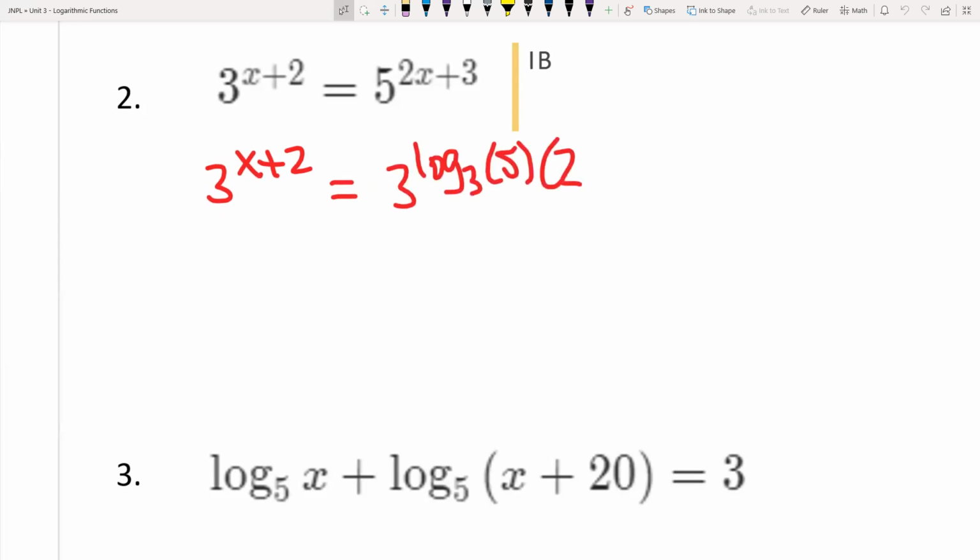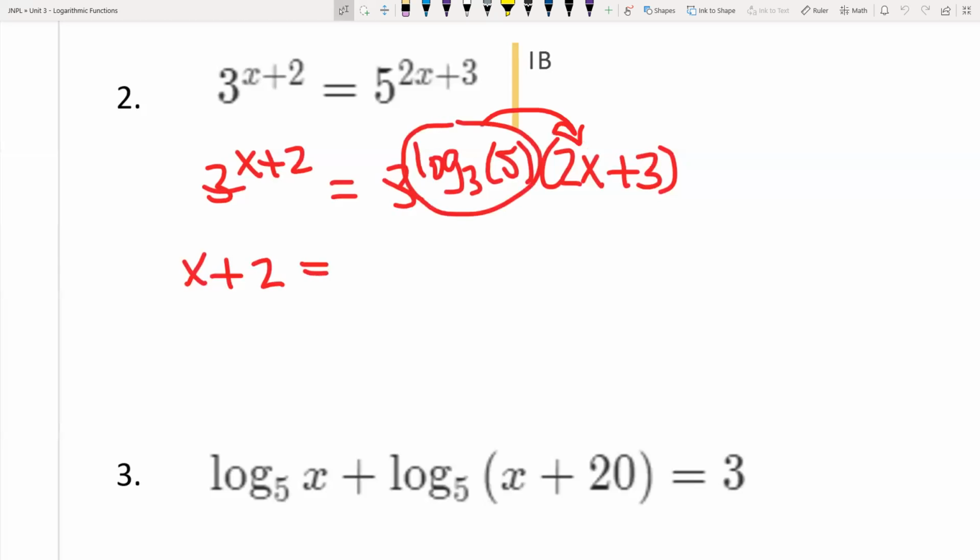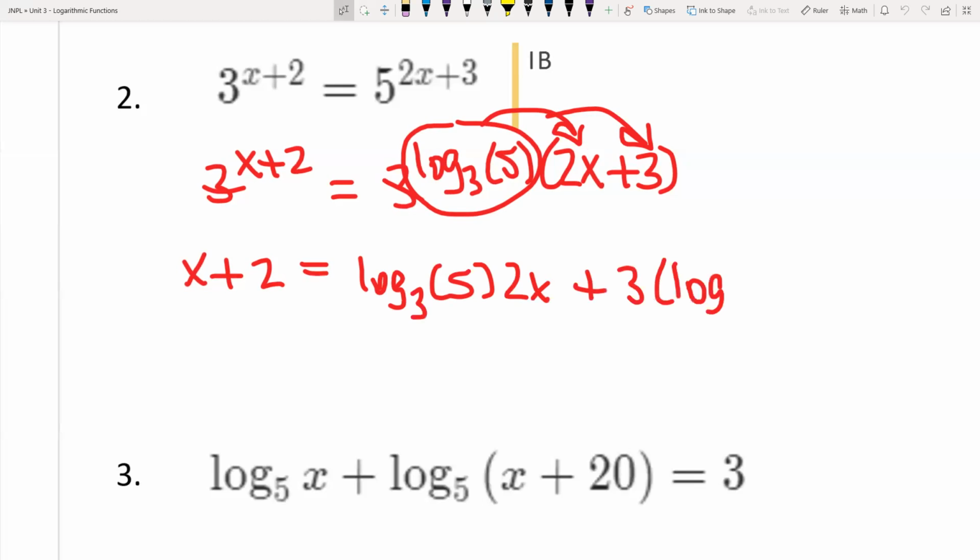And then that's going to multiply by 2x plus 3. So now both the bases are 3, but we haven't changed the value of anything. This is still 3, and this is still 5. So now we cross out the 3 since we're done, but this is going to get a little bit complicated, and we need a calculator for this one. We distribute the log base 3 of 5 to the 2x and to the 3. For the 2x, we just get this, and we're not rounding yet, so we don't solve it out. And then plus 3 times log base 3 of 5.